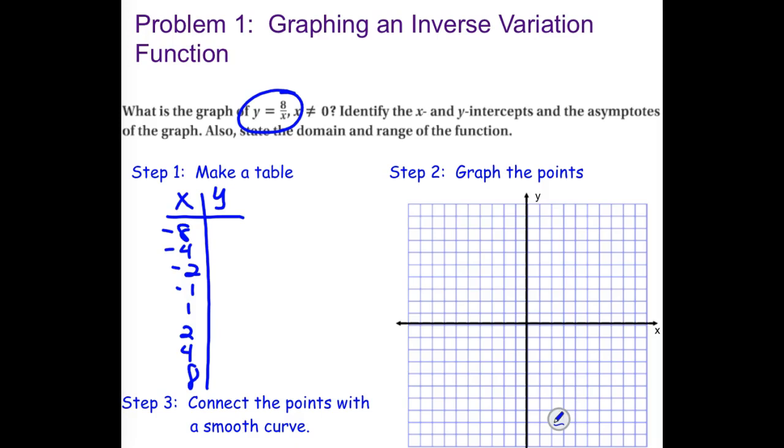All right. If we take 8 divided by -8, we get -1. 8 divided by -4 would be -2. 8 divided by -2 would be -4. And 8 divided by -1 would be -8. All right. If we plot those, we can see 1/2 of our picture.